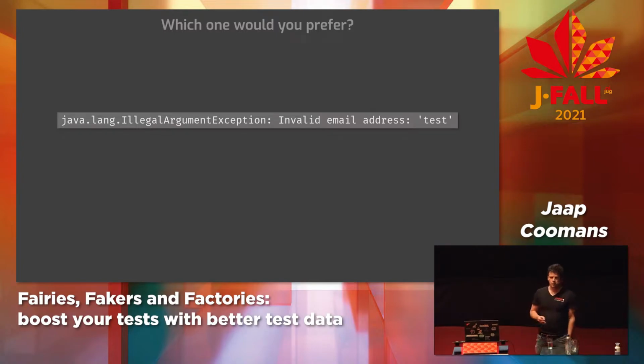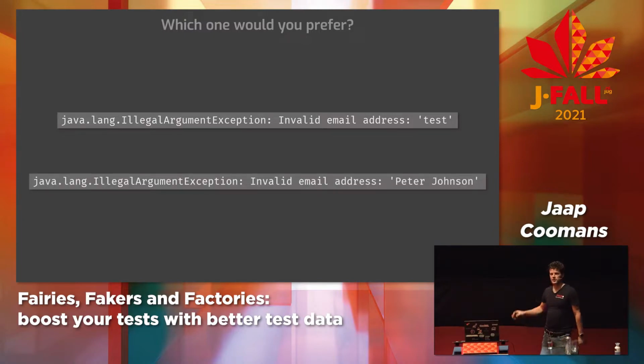A little example. Say you have a test for your system, and the assertion doesn't fail, but you get an exception that you didn't expect, and it says this: illegal argument exception, invalid email address test. Okay, I have a hunch where to look. There's a stack trace, so I can find a line, that's fine, but this doesn't really tell me anything. Yeah, it's not a valid email address, I can tell that.